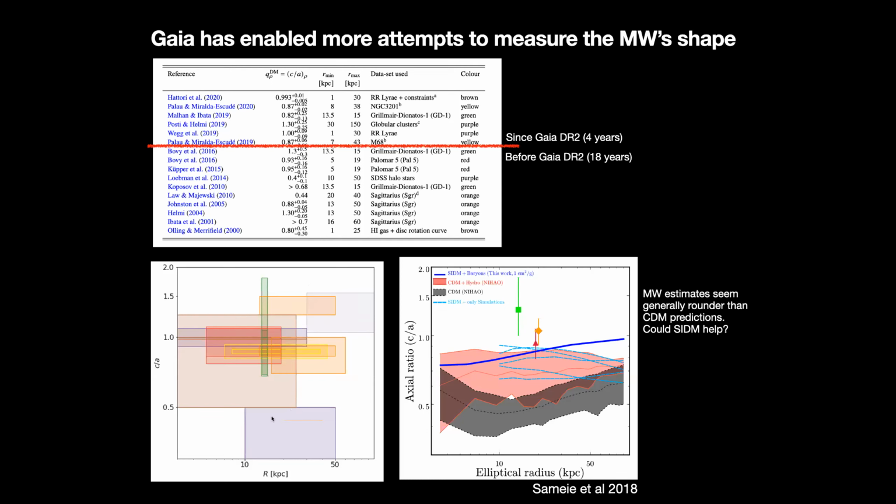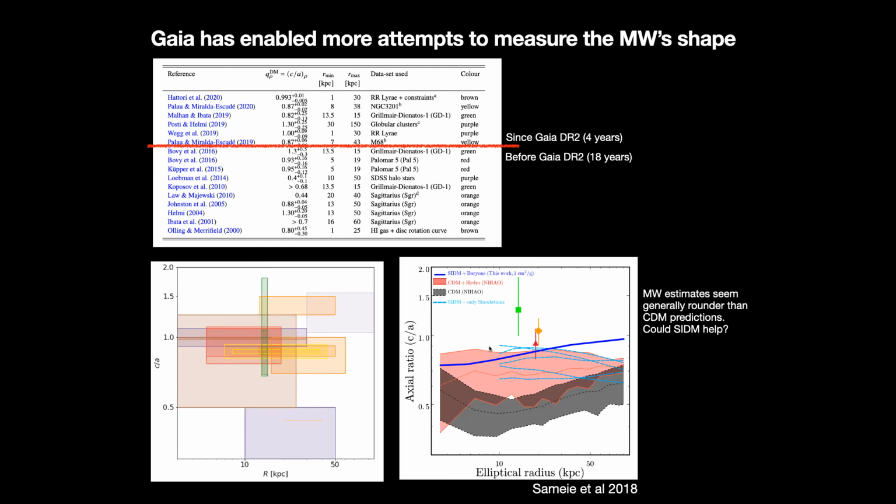So here you see all of these measurements from this table summarized in a plot of minor to major axis ratio versus radius. They're all over the place, but they seem to be rounder than the predictions from cosmological simulations. The red band in particular is a series of simulations that include collisionless dark matter and hydro to form the galaxy, and they look a little bit less round than the measurements in the Milky Way. One conjecture is that including self-interactions could transport angular momentum more efficiently and round out the halo.